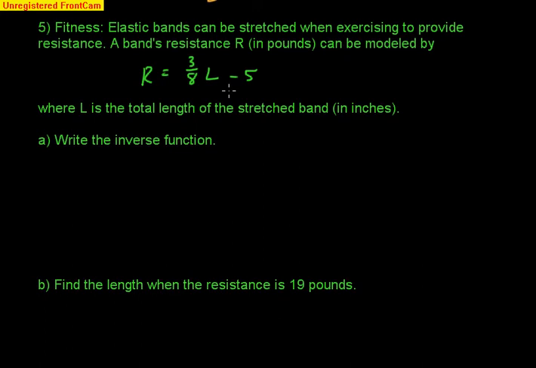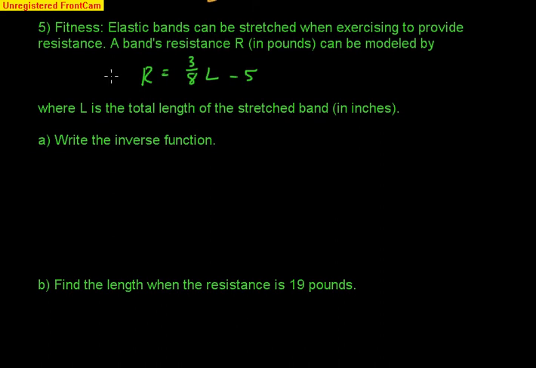It's going to be a word problem to find an inverse. So it's this fitness problem. Elastic bands can be stretched when exercising to provide resistance. All right, so hopefully if you've exercised, you've used the bands before. A band's resistance, R in pounds, can be modeled by R equals 3/8 L minus 5, where L is the total length of the stretched band in inches. So I'm going to write the inverse.